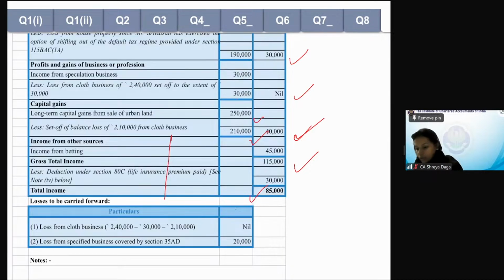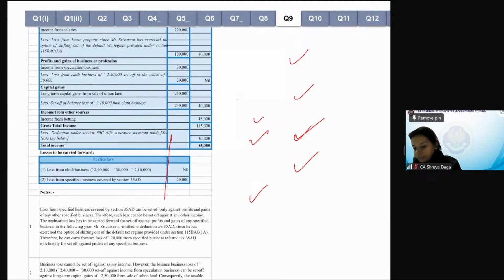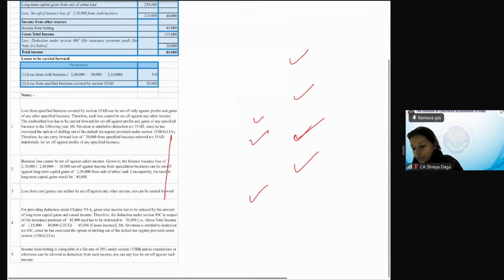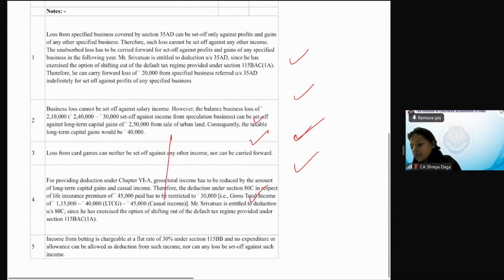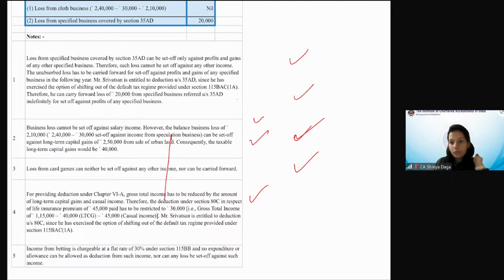Then it is a little problematic, because if you have not done it, then you may not be able to fully appreciate what has happened here. So for the time being, you just remember this. And when you do Chapter 6A, you will be able to fully understand.